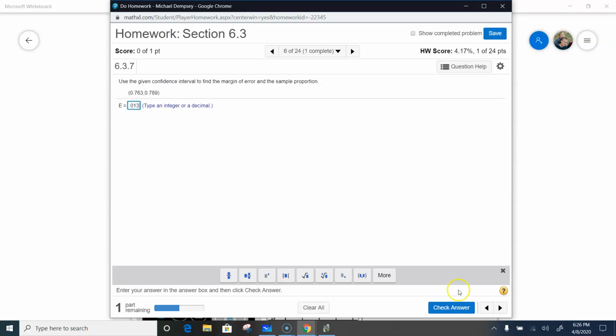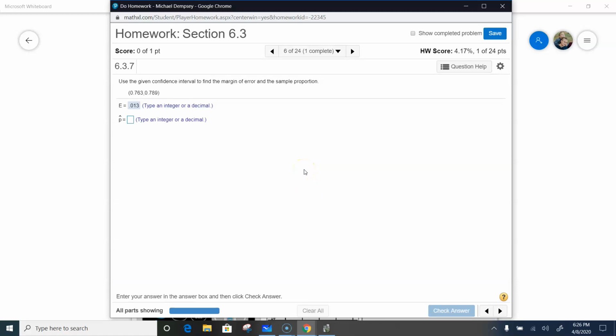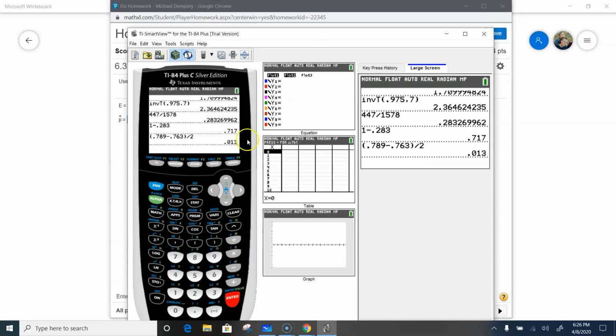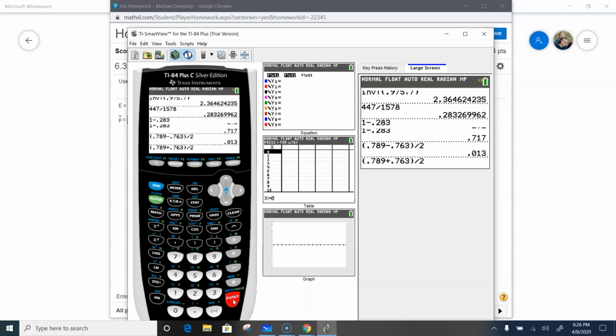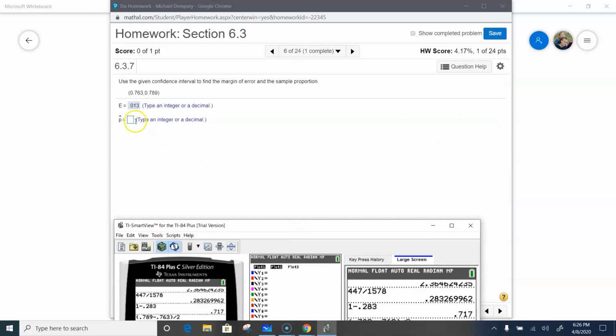So when they give us the 2 endpoints of the interval, margin of error is super easy to get. What is p hat? P hat lives right in the middle of these two. So all I have to do here, just like x bar in the previous section, is instead of subtracting the 2 of them and dividing by 2, we add the 2 of them and divide by 2. P hat lives right in the middle of the interval, so it's got to be the median of the 2. So that would be 0.776.